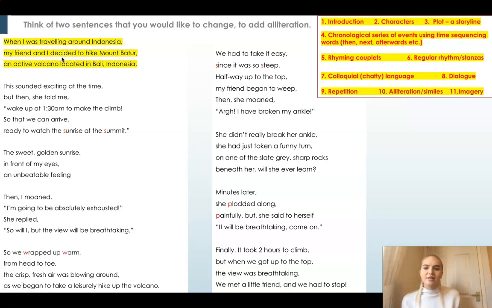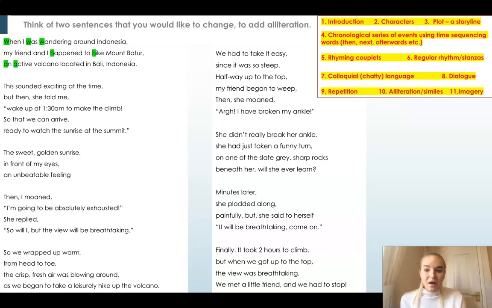My friend and I decided to hike Mount Batur. What's another word for decided that might begin with a H? So you can see here my thought processes. I did decide to use wandering, and instead of decided, I chose happened. So now I have some alliteration in my first paragraph. When I was wandering around Indonesia, my friend and I happened to hike Mount Batur.